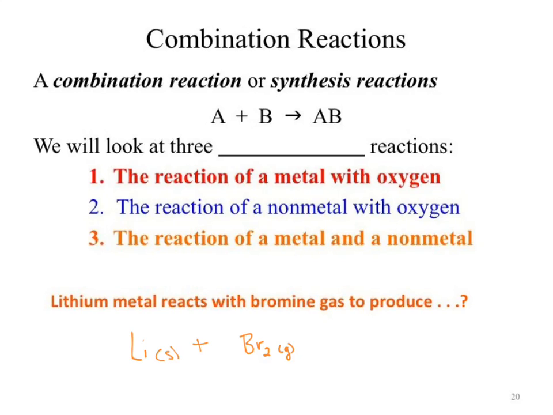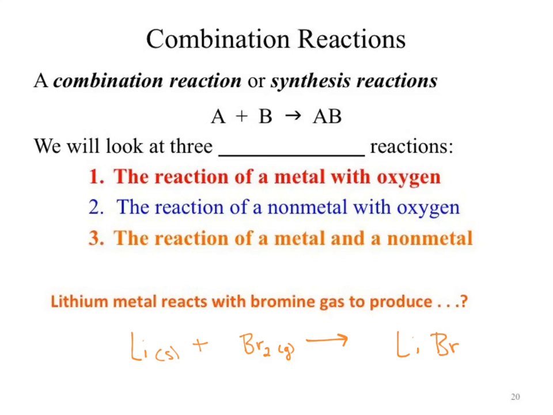So, reacts with bromine gas to produce, and our to produce gives us that arrow. We now have to predict the product. Okay, based on the last statement there, what's our product going to be? Well, that's right. It's a combination reaction, so what do we do? We combine those 2 pieces into one thing. So we're going to end up with lithium and bromine.